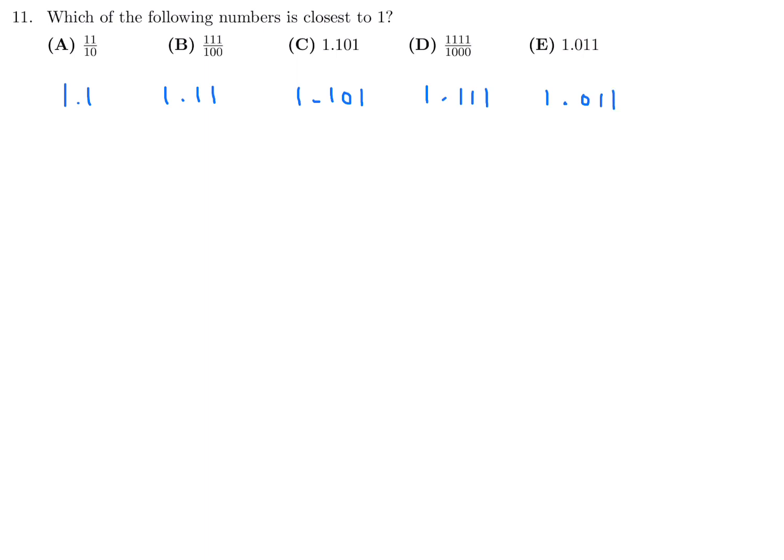So, which one of these is closest to 1? It's the smallest number, and that will be closest to 1, right? So of these, the smallest number is obviously this one right here. So that would be closest to 1. So 11, the answer is E.